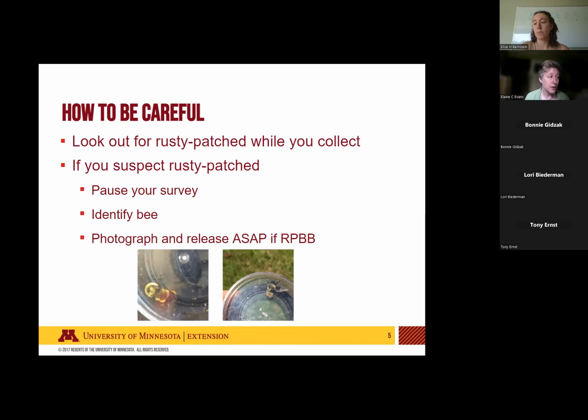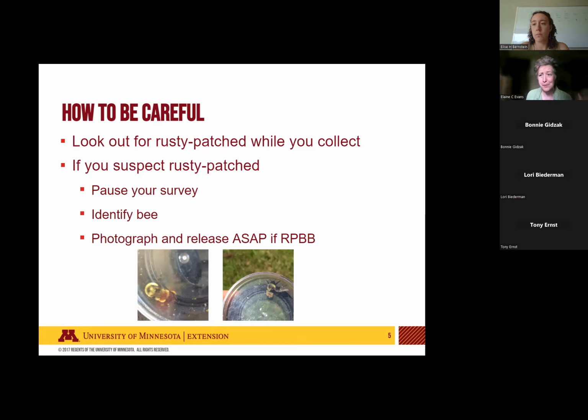And with the methods we have, you're putting bees into cups, getting them on ice, and then if while you're doing that, you suspect that one of the bees you have might be a Rusty Patch Bumblebee, we ask you to pause your survey. So pause your timer that you have. Make sure you get a good look at the bee and identify it. If it is a Rusty Patch Bumblebee, we ask you to photograph it. Depending on the kind of containers you have, as long as it's a clear container, you can manage to photograph through the container.